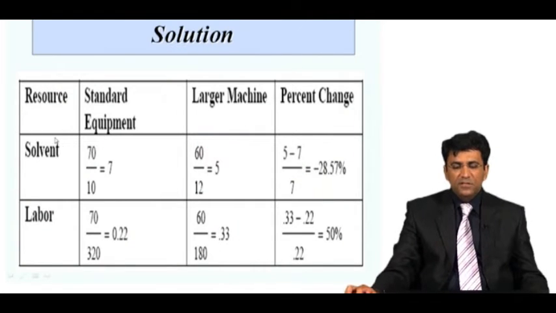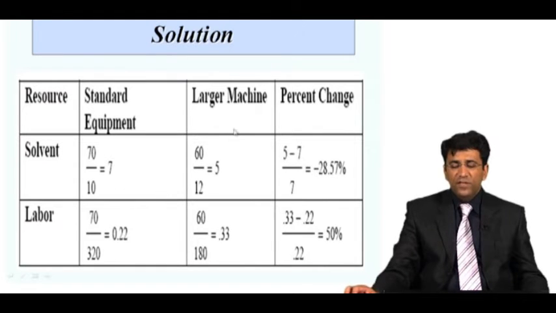Now, this is the solvent, that is the input. Two types of inputs are used in this particular example, that is the solvent and the labor. If we calculate the productivity with respect to the solvent, then with the standard equipment, the productivity will be equal to 70 divided by 10 is equal to 7. This is our old output. This is our input with respect to the quantity of solvent used before the introduction of the new machine.